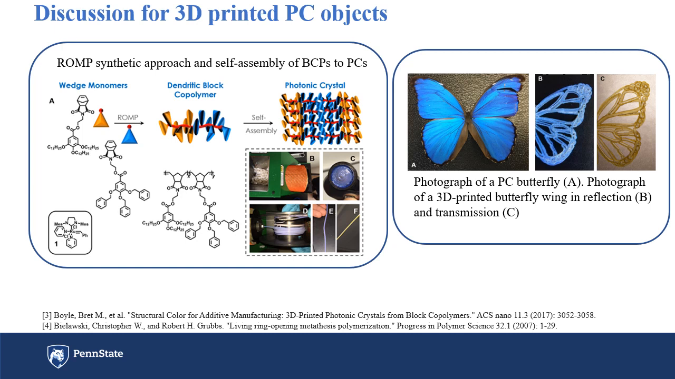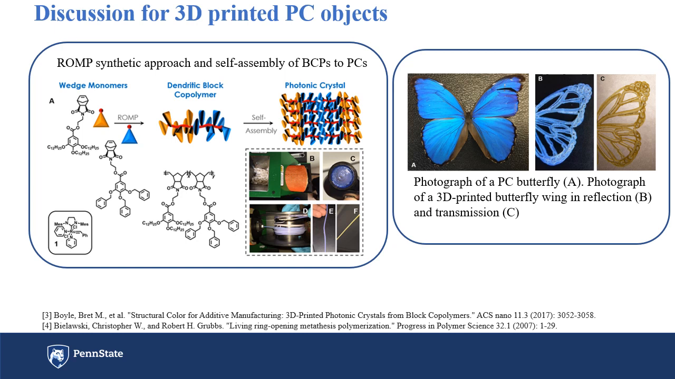ROMP is a robust and efficient method for the synthesis of such dendritic BCPs. It is estimated that the dendritic BCPs can possess the potential to self-assemble to visible light reflecting PCs under the condition of FDM.